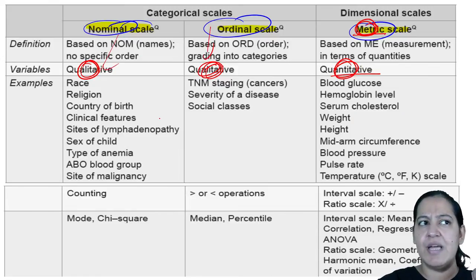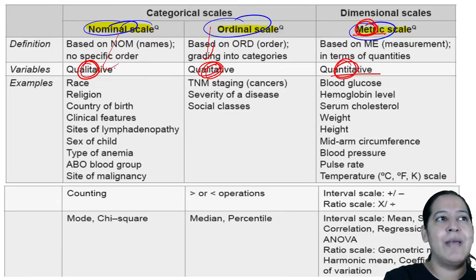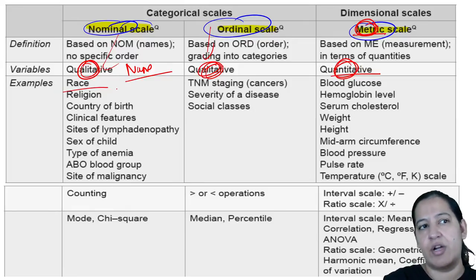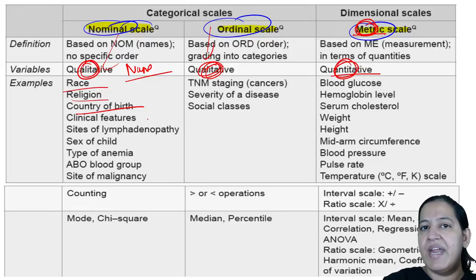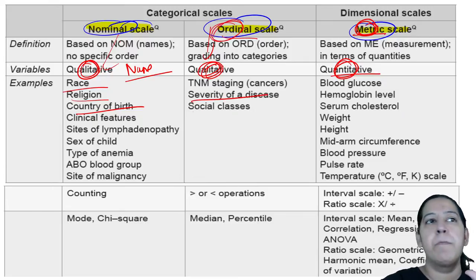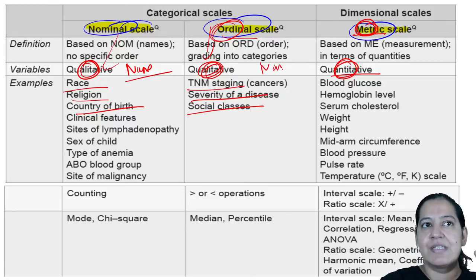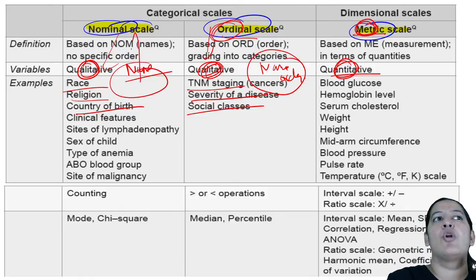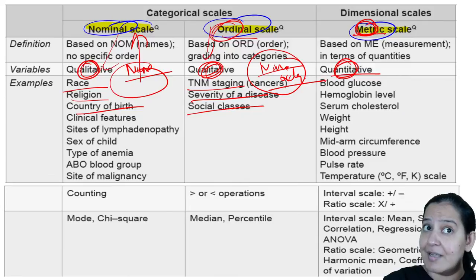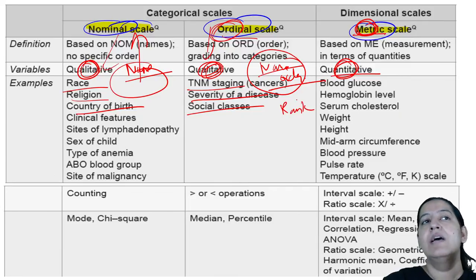Then what is the difference between the two? In nominal, only names are there, no ordering. For example, what is the race, Hindu, Muslim, Sikh, Christian? What is the religion? What is the country, India, US, UK? So only names are there. But in the ordinal scale, as the name indicates, there is an order. Mild, moderate, severe, poor, middle class, rich, TNM staging, stage 1, 2, 3, 4. Along with names, we have a particular order. So if only names are there, it is nominal. If along with names a particular ranking or order is there, it is ordinal.